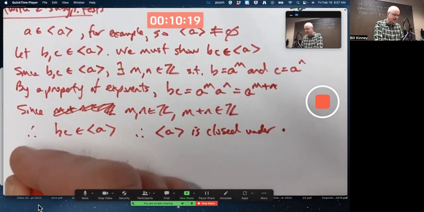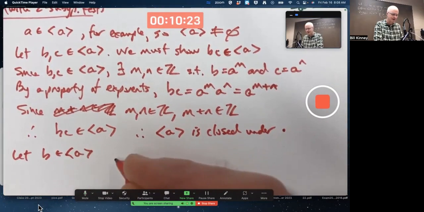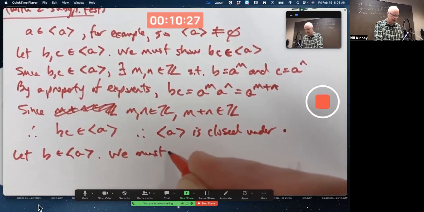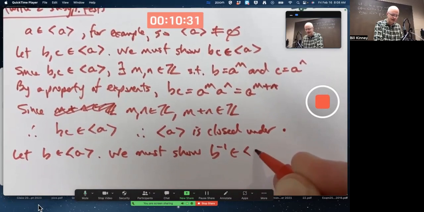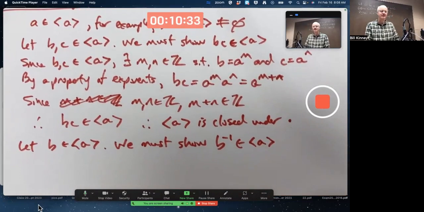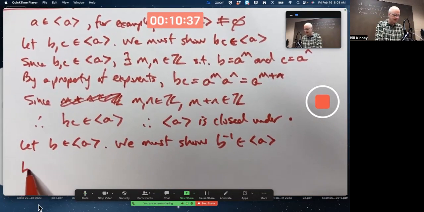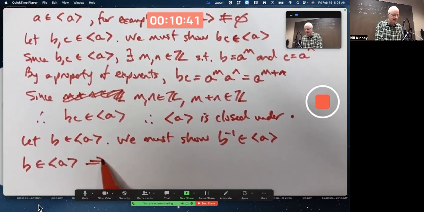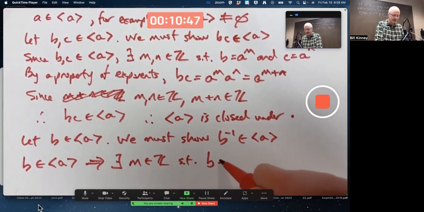Now let's show it's closed under taking inverses. Let B be an element of this set. We must show the inverse of B is also in the set, that it's closed under taking inverses. Okay, let me just be a little bit quicker here. I'll just write implications. B being in here means there exists an m in the integers such that B is a to the m.